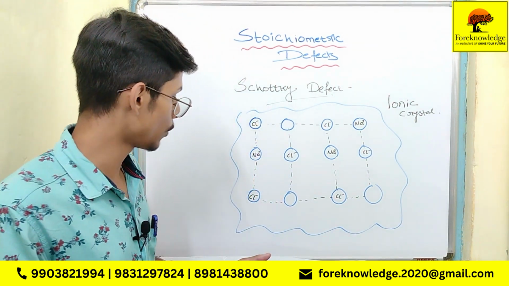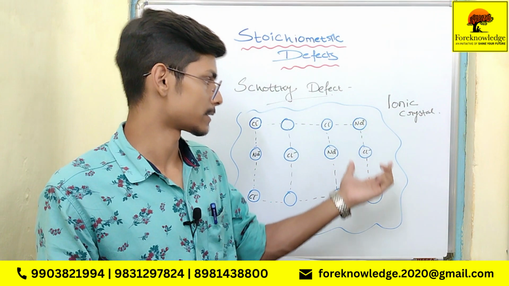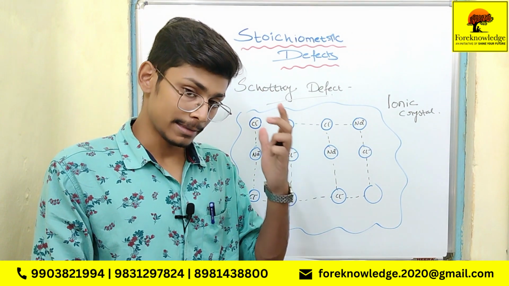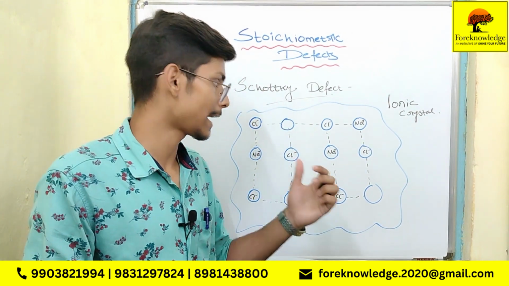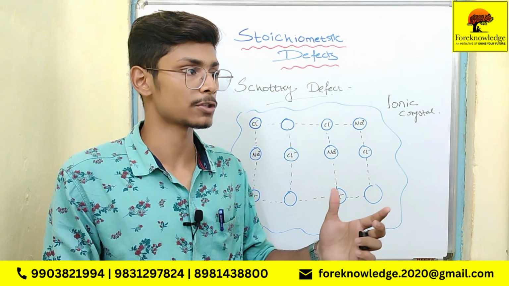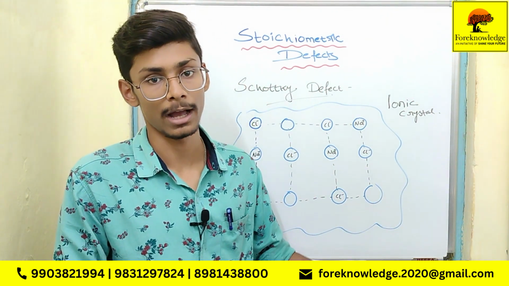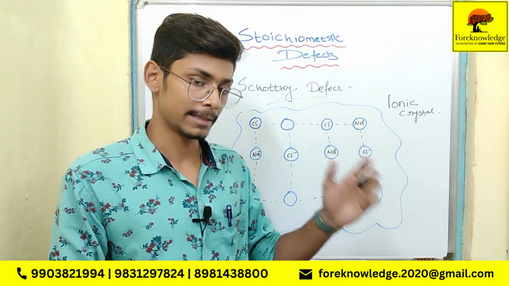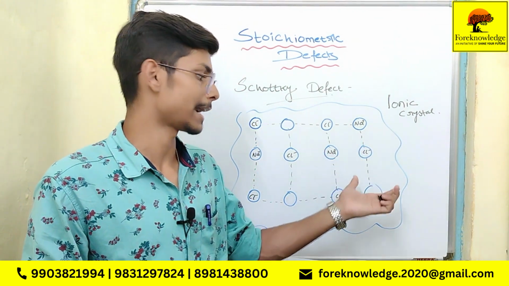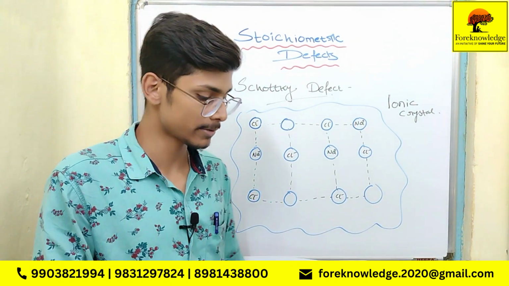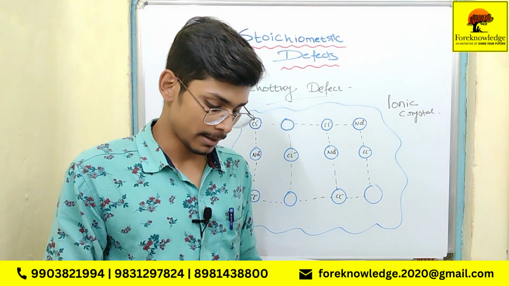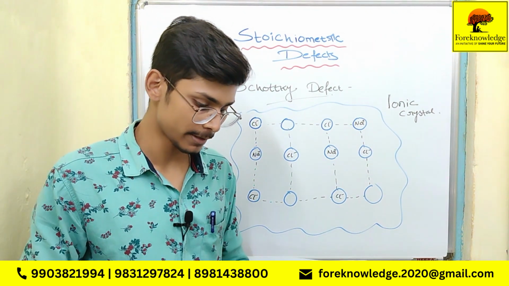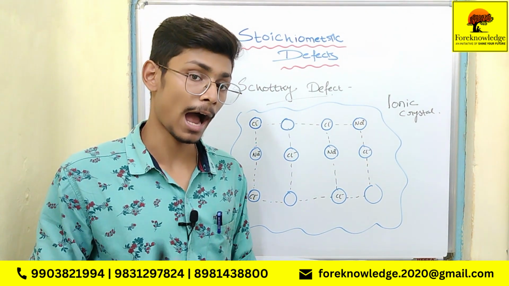Now we have to keep one thing in mind. This type of defect involves the missing of an equal number of cations and anions. It is not possible that some of the sodium ions are missing more than some of the chlorine ions. It is not possible. So the missing is equal in amount of both cation and anion, and it is basically shown in ionic crystals. Okay. Now this crystal remains electrically neutral.